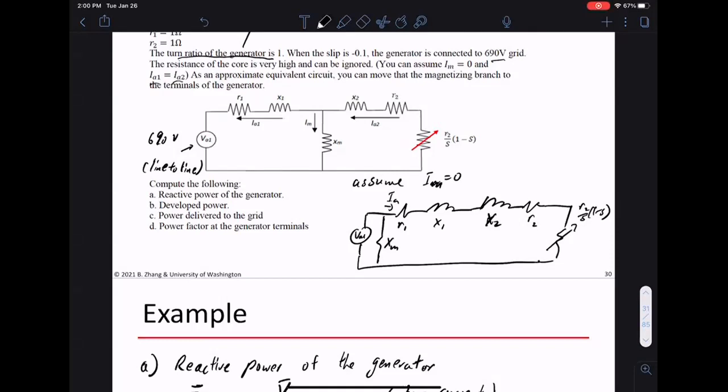Right, so who's supplying this reactive power? Why is it the grid supplying reactive power? Right, so the answer is correct. It is the grid supplying reactive power, but why? Right? Can I get reactive power out of my generator?